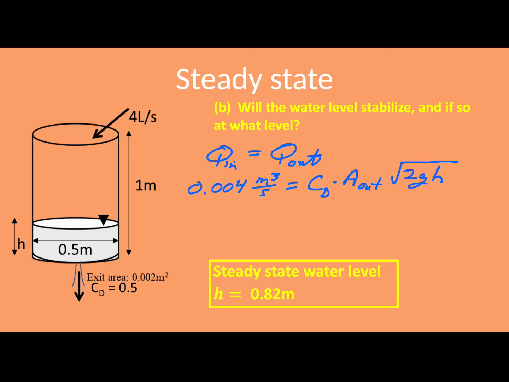What that tells us is that effectively this container is going to keep rising, the water level is going to keep rising until it reaches a level of 0.82 meters, at which point it will be forcing out 0.004 meters cubed per second. So basically once the water level gets to this 0.82 meters, it's able to force out the amount of flow that we have for the inflow: 4 liters per second in and 4 liters per second out. It will just hold constant at that level for as long as we have that inflow going in. So this is the steady state solution, 0.82 meters.